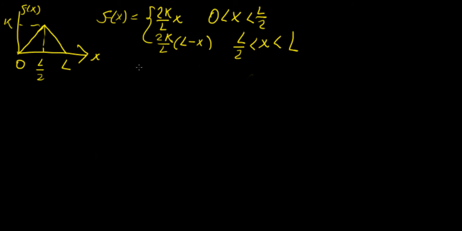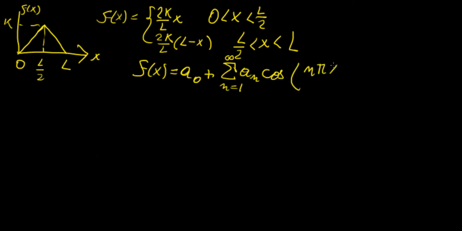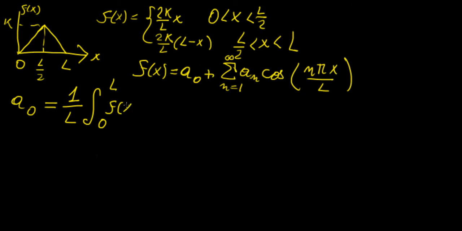So that means that our f of x is going to be represented by a0 plus the sum from n equals 1 to infinity of an cosine n pi x over L. So now what we're going to do is find these two coefficients. So the first Fourier coefficient is going to be a0. So we know that this is defined as 1 over L, integral from 0 to L of f of x dx.